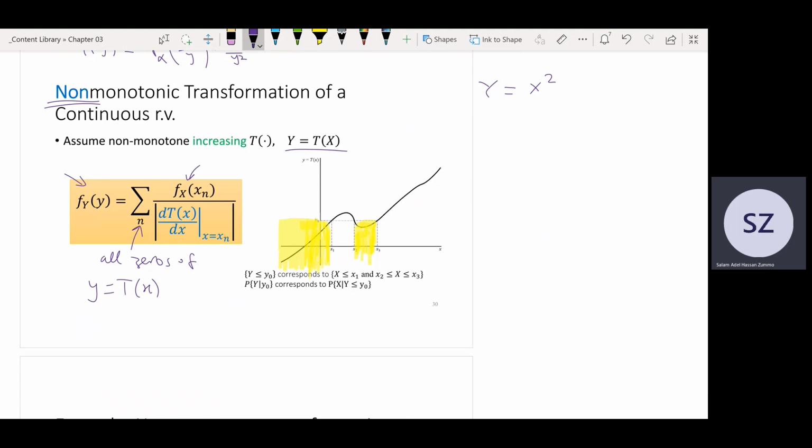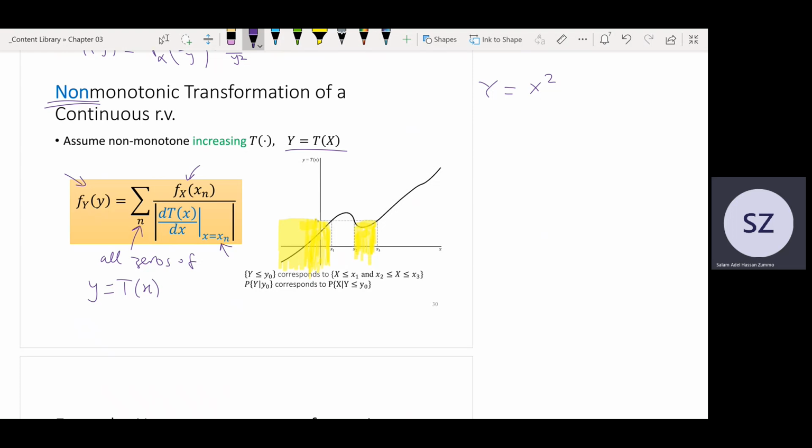It will be f_X of that zero, the first zero, divided by the derivative of the function evaluated at this zero. You will do it for the first zero, you will have one term, you will add for the next zero, the second zero. So in this case here, y equal x squared, you have two terms here. So the PDF of y will be composed of two terms in this summation.